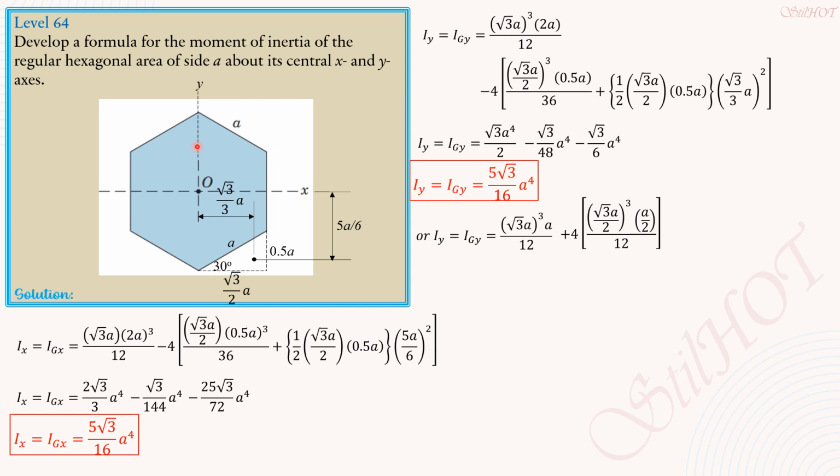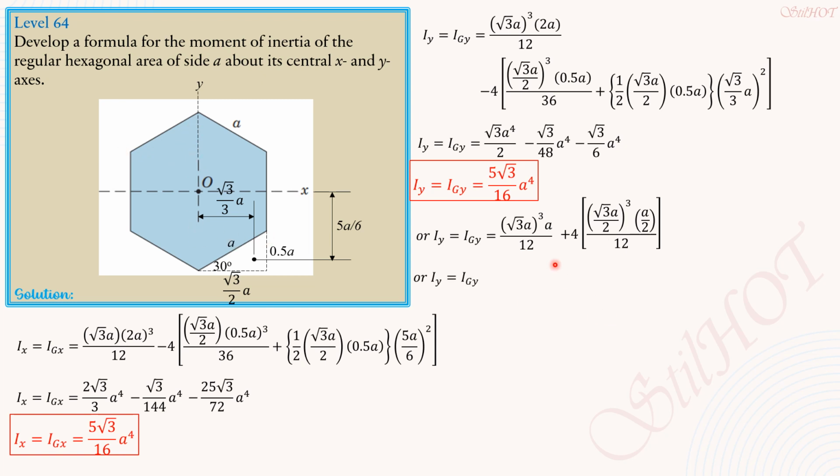So plus moment of inertia of this triangle with respect to the y-axis. Formula is base cubed, so square root of 3 over 2 a, quantity cubed, times height 0.5a, a over 2, then over 12. Then multiply it by 4 because there are 4 identical triangles.